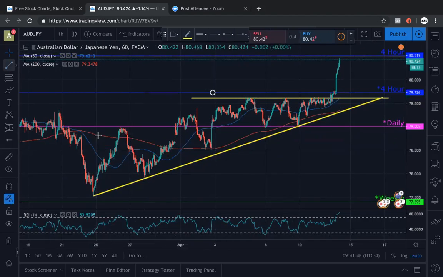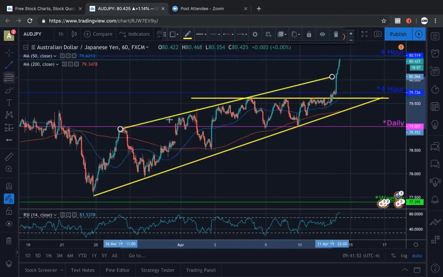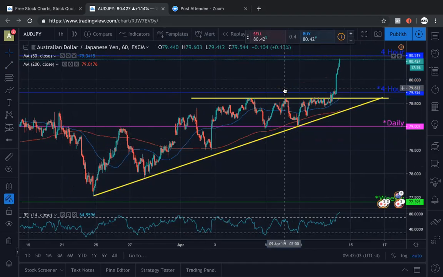Price is pretty much moving in a channel if you look at it. See what I'm saying? You got price up there, price down here. It's moving in this ascending channel. This should be a clear indication that price is going to continue to go up.